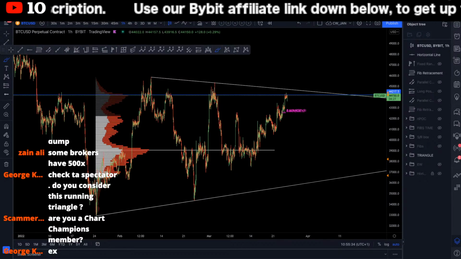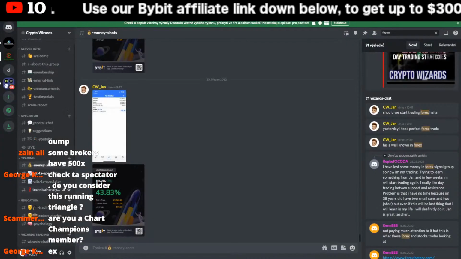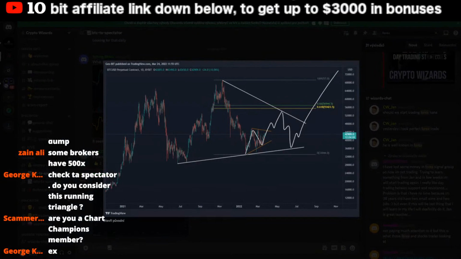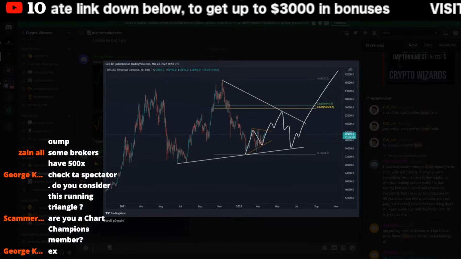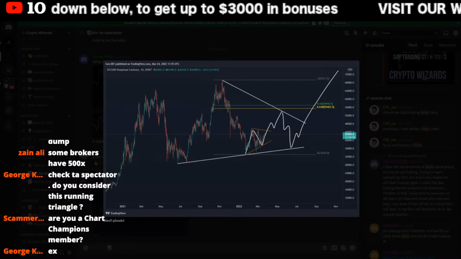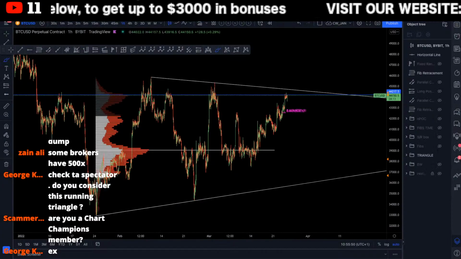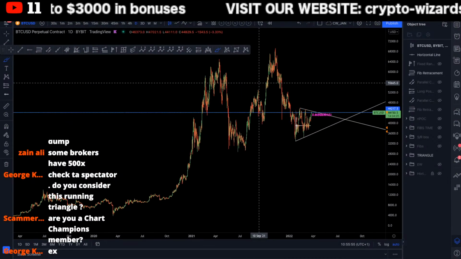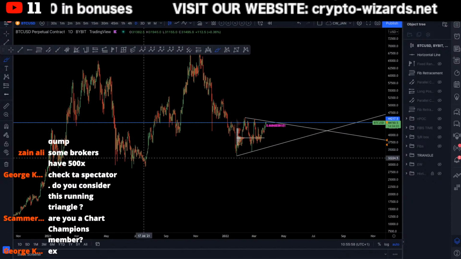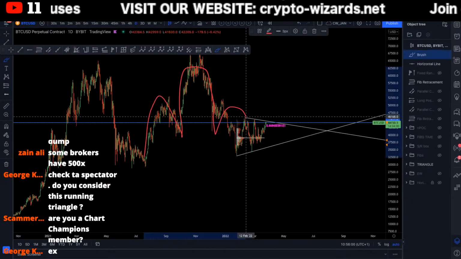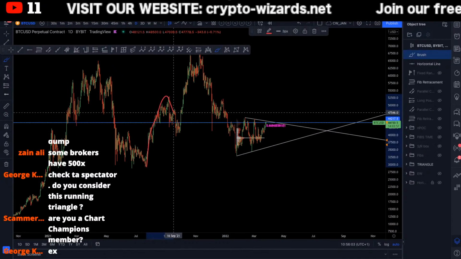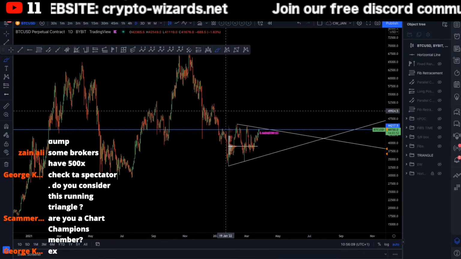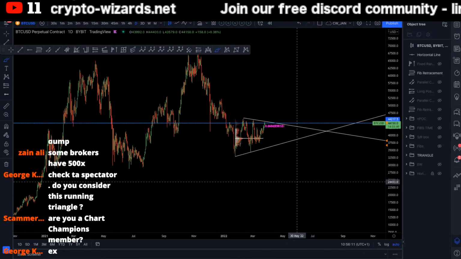Check the spectator. Do you consider this a running triangle? Let me check that. Could be the case. The thing that I'm paying attention to more on the daily time frame is this head and shoulders. Even though it's not a perfect pattern, it definitely can play out here, right? So we should consider this. The target of this is like 13,000, which I don't believe is going to happen, but a move to 25, 24 is definitely possible.